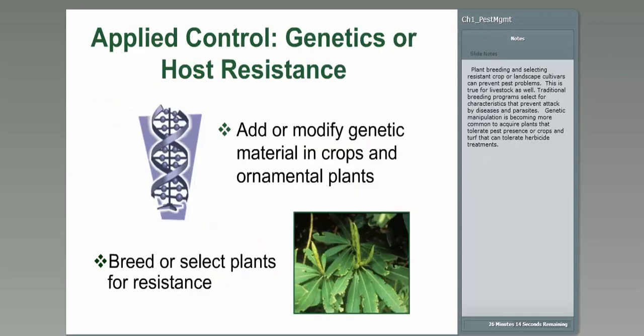Plant breeding and selecting resistant crop or landscape cultivars can prevent pest problems. This is true for livestock as well. Traditional breeding programs select for characteristics that prevent attack by diseases and parasites. Genetic manipulation is becoming more common to acquire plants that tolerate pest presence, or crops and turf that can tolerate herbicide treatments.